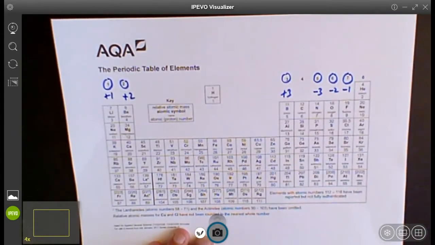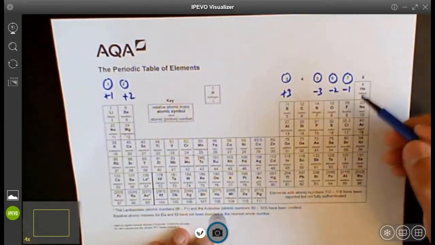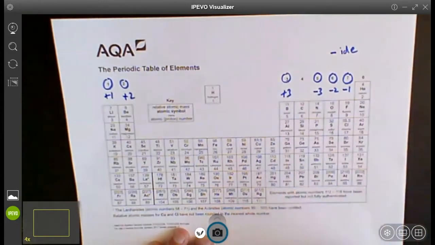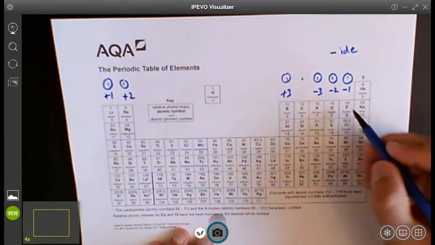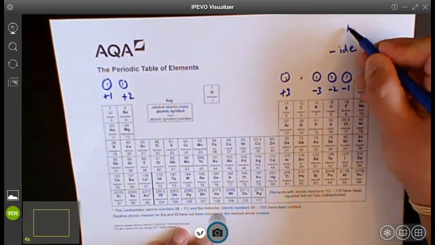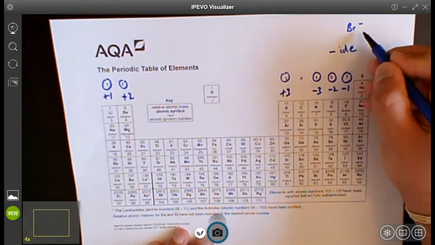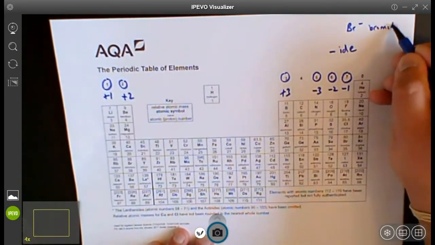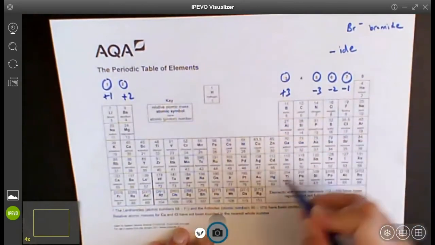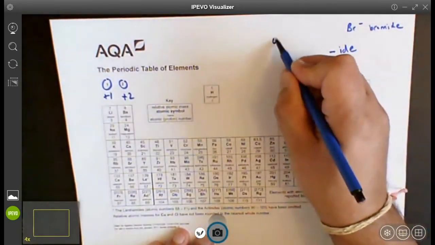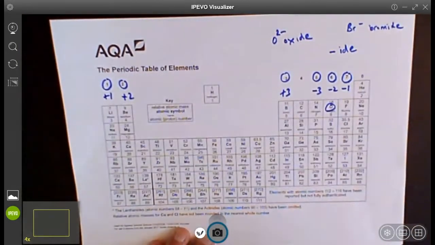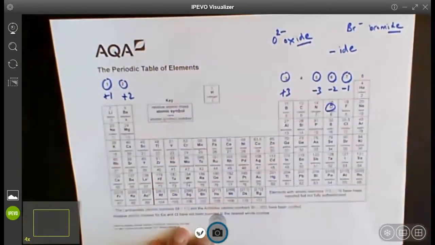Always remember this: the negatively charged ions end in "ide". For example, fluorine, chlorine and bromine, when they become negatively charged ions like Br-, are referred to as bromide. It's a bromide ion. If you've got oxygen, the ion is O2-, and we call that oxide. These are the ways you name the negatively charged ions.